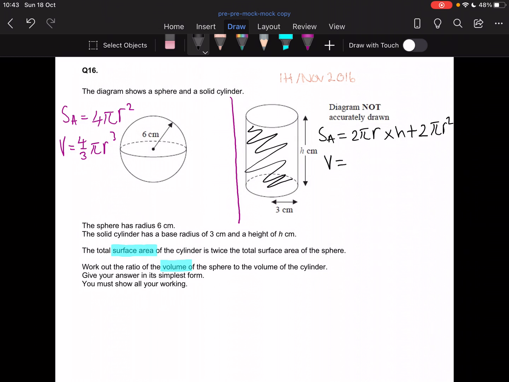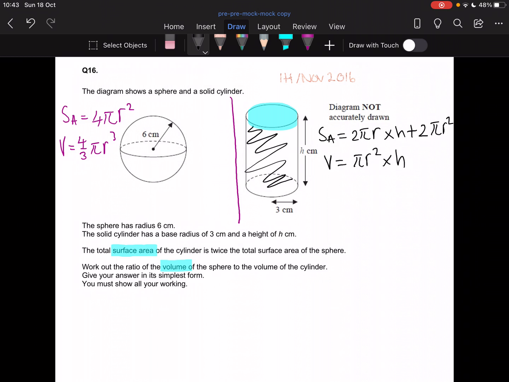For the volume of a cylinder, we have to do the area of the cross section, which in this case is a circle. So we're doing the area of the cross section, which is pi r squared, and we multiply that by the height. So I've got all my formulas, there's 4 of them. Now I can start.